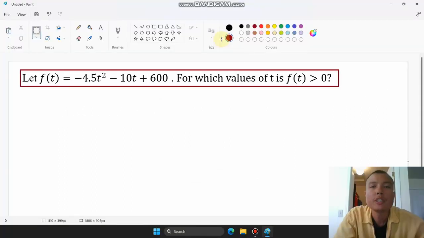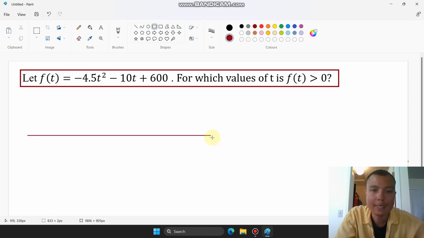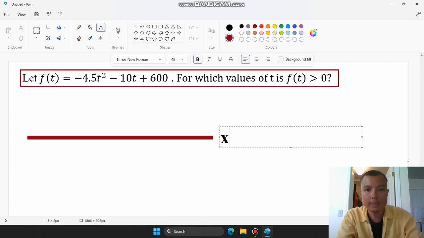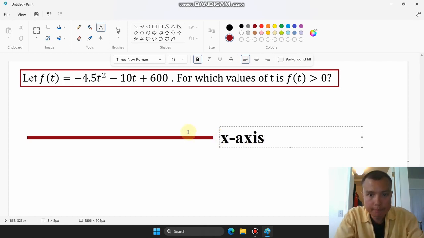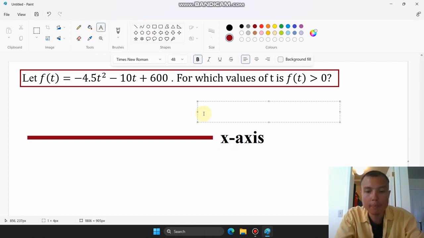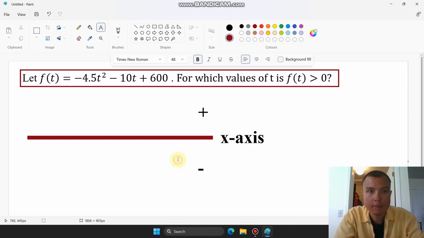So I will try my best to explain where the function is greater than 0 visually. And no, your eyes are not fooling you. I really am using Microsoft Paint, but trust me, this will work. So if I want to draw this function visually, first I draw my x-axis. I'll even label it. If the function has a line above, it's going to be positive. If it's below, it's going to be negative. Okay, so now let's actually draw it.